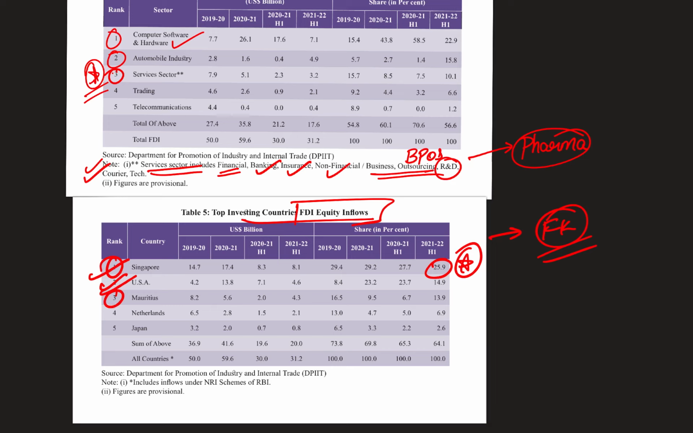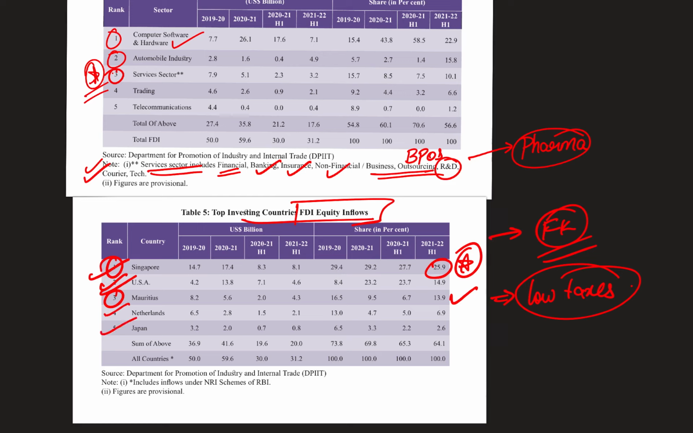Third place is for Mauritius. This is a very peculiar case. You might be wondering why Mauritius is also a source of FDI. Again, this is a place with low taxes. That is why a lot of companies register themselves in Mauritius and set up their offices in India.